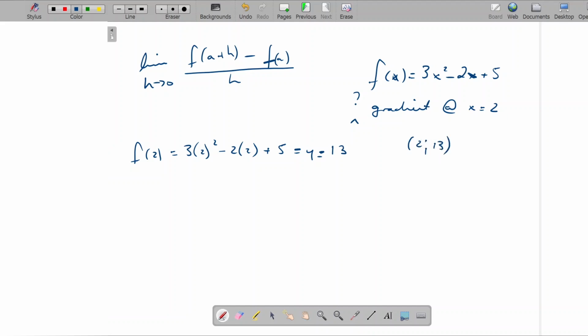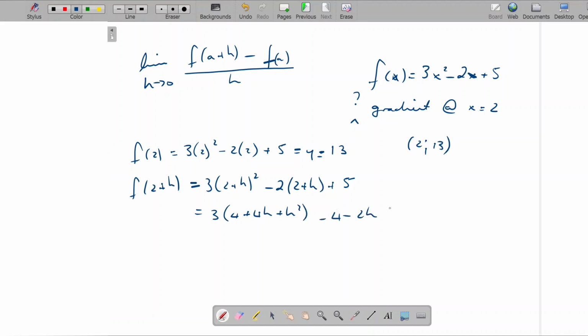And I'm going to consider what happens if we add an h to this. So we can have a quick discussion, just do some algebra. f of 2 plus h would be 3 times (2 plus h) squared minus 2 times (2 plus h) plus 5. We need to do some work. It's going to be a bit messy. We're going to get 3 times (4 plus 4h plus h squared) minus 4 minus 2h plus 5, which gives 12 plus 12h plus 3h squared minus 2h plus 1. I've put the 4 and 5 together.